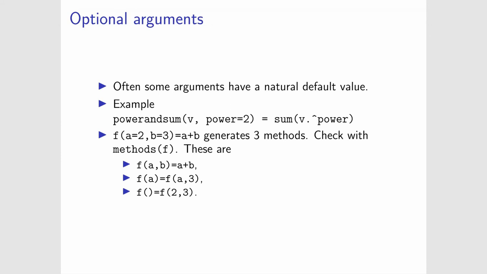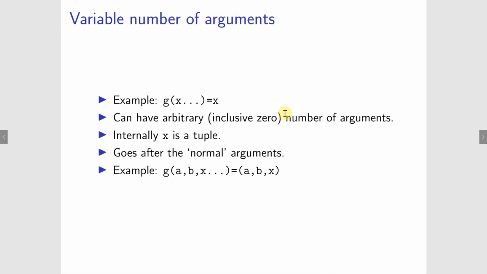Now we are going to talk about a variable number of arguments. You define them with dot, dot, dot after the argument, and that can have an arbitrary number of arguments, including zero. Internally, x is treated as a tuple. And it goes after the normal arguments. So if you have some mandatory arguments a and b, or maybe even some optional arguments, then x... goes last.